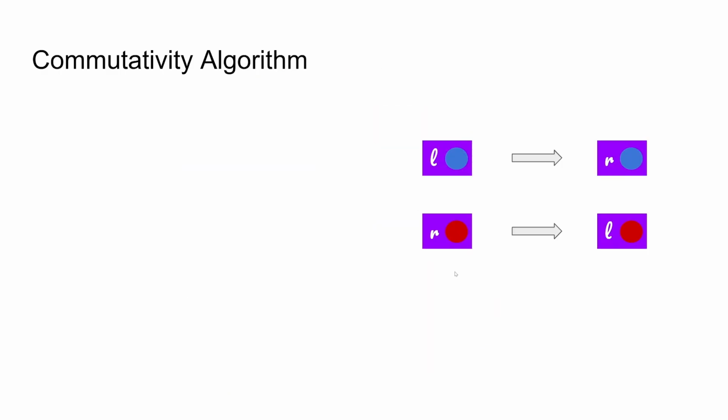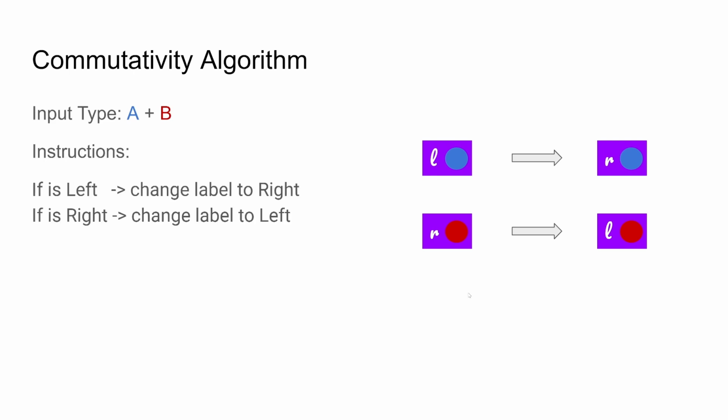So the algorithm that we'll use is to take every label L and convert it into a label R, and take every label R and convert it into a label L. So the input type is A plus B, and the instructions are for left, you change it to right, and if it's right, you change it to left. And since we've covered each individual case, then we've completed an algorithm for showing that the left side can be converted into the right side.